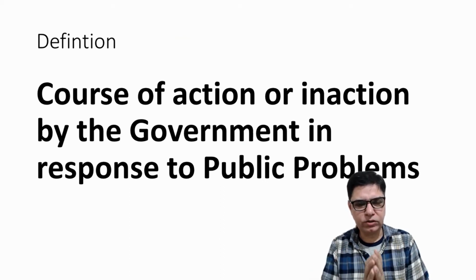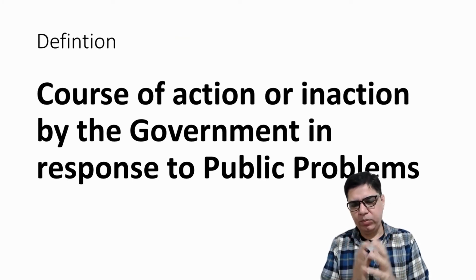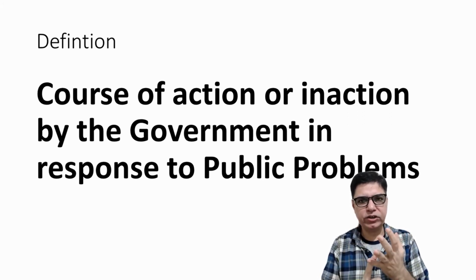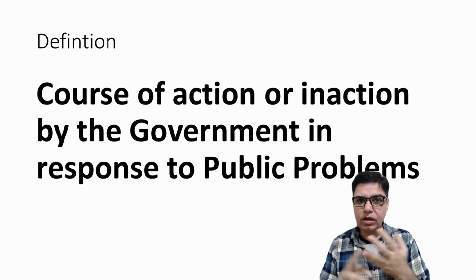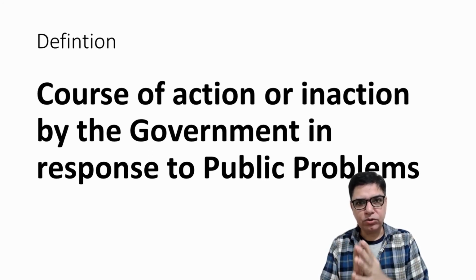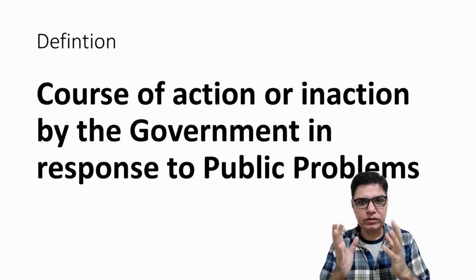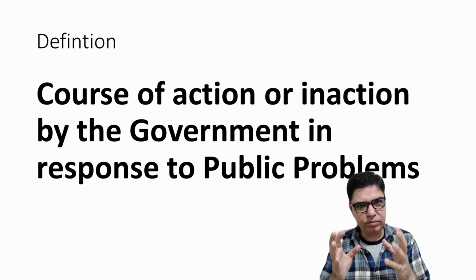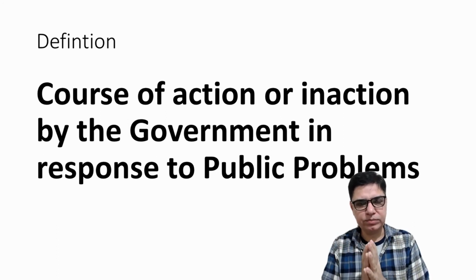So just to summarize the whole definition, public policy is a course of action. So it's a cycle of different actions, which could be legislation, organization, or programming by the governments in response to certain public problems. And I told you that a problem is basically a discrepancy between the actual and desired state of affairs. So that is public policy.